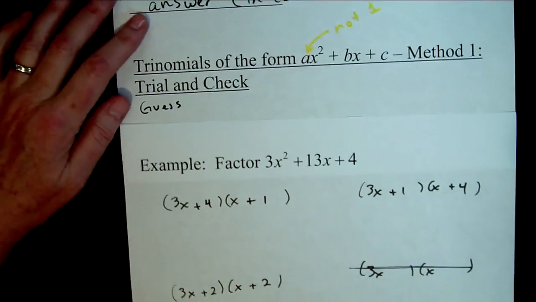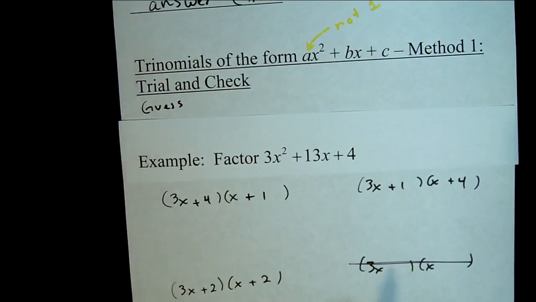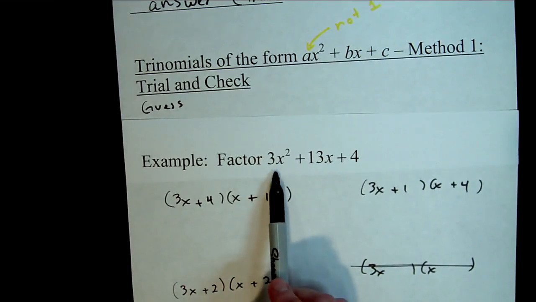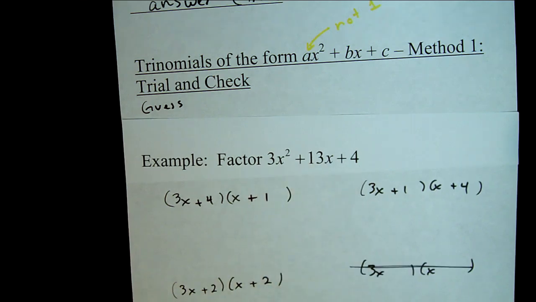Okay, so these are our educated guesses. They're guesses, but they're set up in such a way I know when I multiply them out, I'll have a 3x squared on the front end and a 4 on the back end. The question is, what will I have in the middle? So they'll each give me a different middle term, and I need to make sure that I pick the one that gives me the correct middle term.